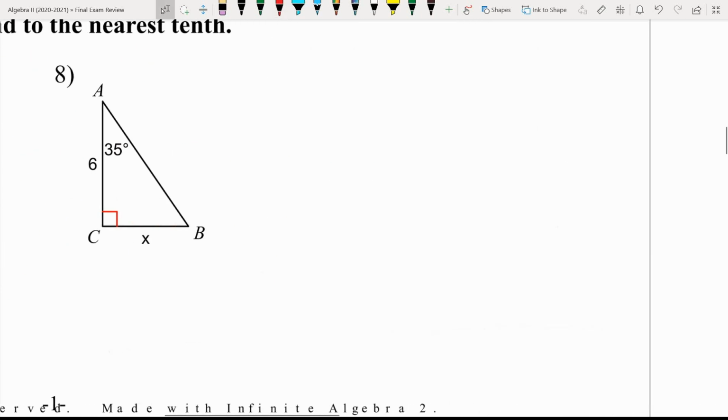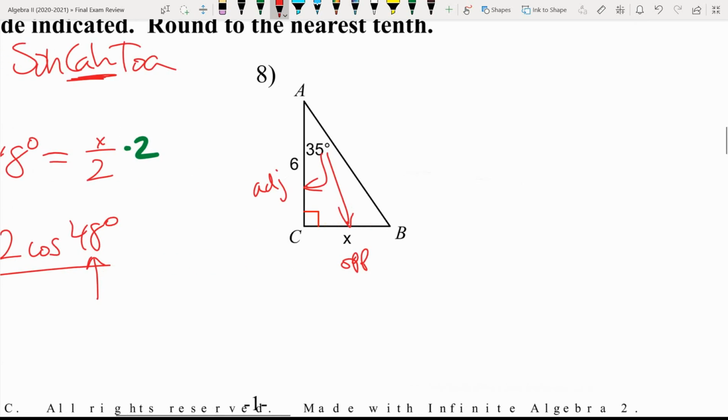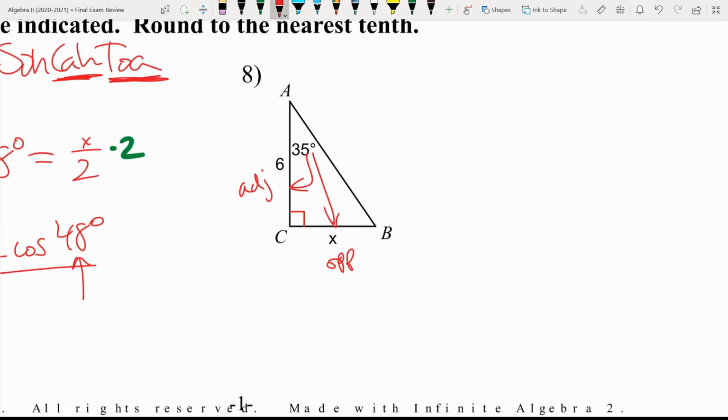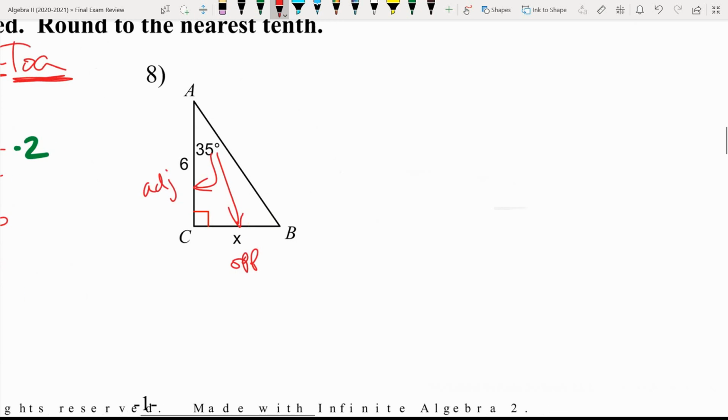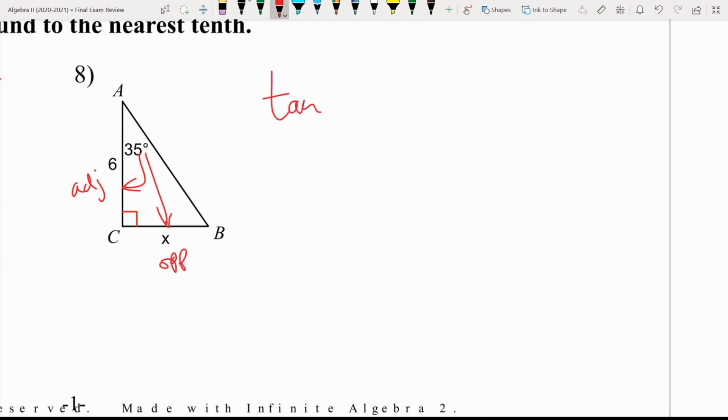All right, number 8 here, let's just look at how these things are related. From 35 degrees, this is our opposite side. This is our adjacent side. The side we don't know is our hypotenuse, but we're only dealing with the opposite and adjacent. So that is a TOA, tangent situation. So tangent of 35 degrees is equal to opposite, which is x, over adjacent, which is 6.